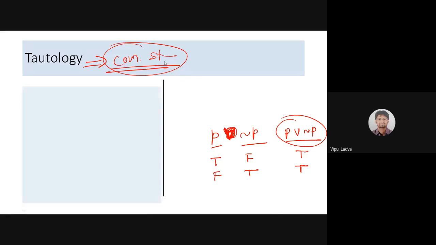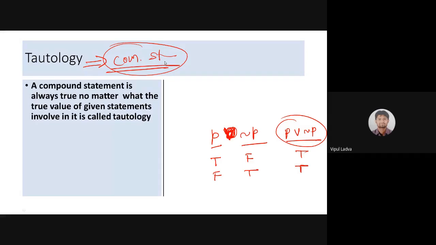Let me give you the definition properly. A tautology is a compound statement that is always true no matter what the truth values of the given statements involved in it are. उस compound statement में कौन कौन से statement involved हैं, irrespective of that, उसकी value always सही है, then such a compound statement is known as a tautology. Let me show you the compound statement. Yes, इसकी अभी हमने बात की. P or negation of P. P या फिर negation of P. It is always a tautology.